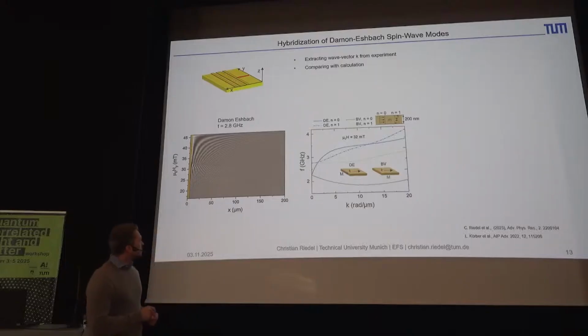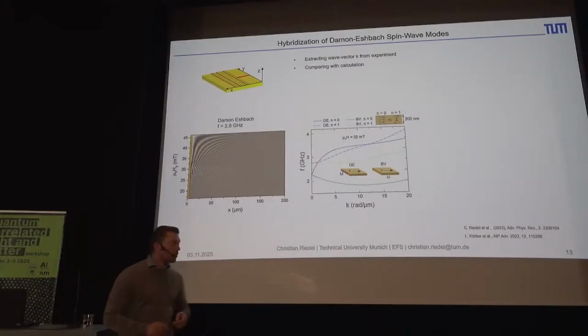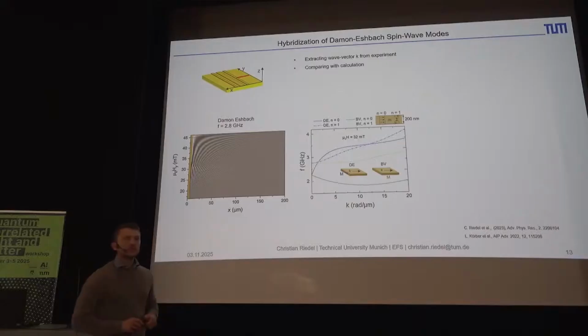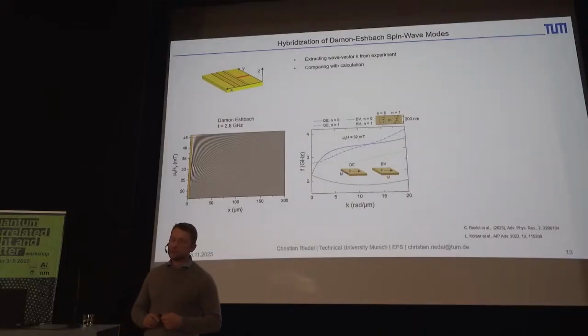And if you check the dispersion relation again for Damon-Eshbach and for backward volume, you can actually see, now considering the PSSW modes, that for backward volume modes, there's no interaction between these different modes at all. But if you check the Damon-Eshbach modes, we can see that there is a crossing of the n equals 0 and n equals 1 mode.